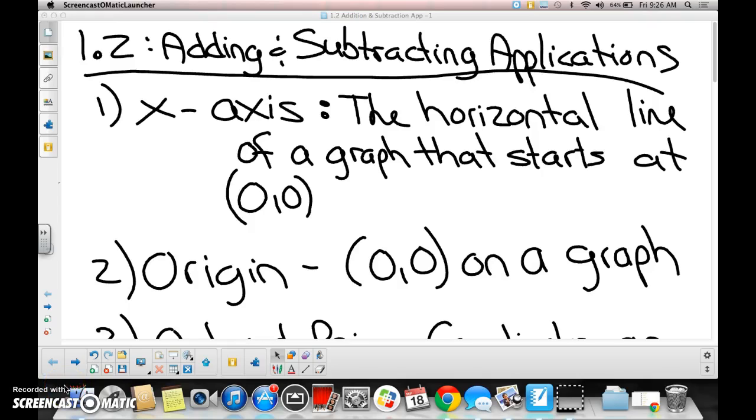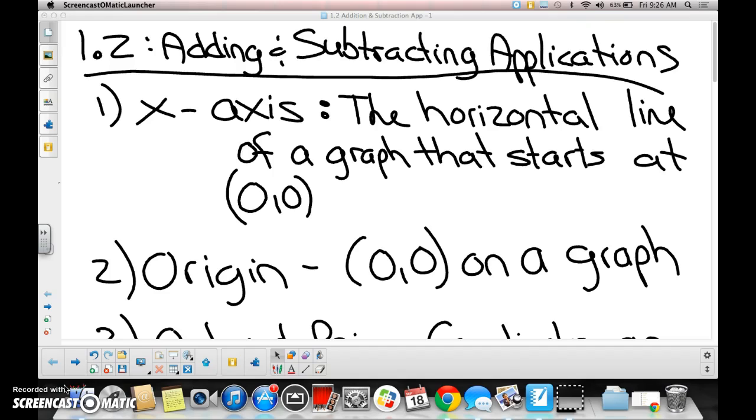Good day, you all. Your notes for today that you are watching in your Plus class right now: 1.2, adding and subtracting applications. It might be a good idea for you to pull out your binder, open up to your notes, start a new page, and take down the notes that you see here on the video.